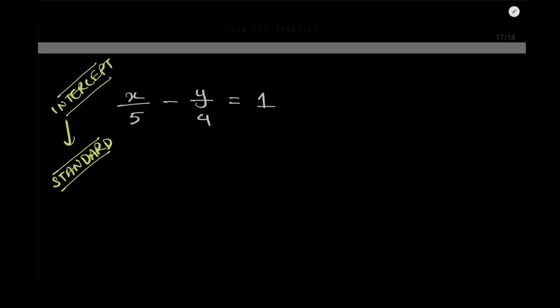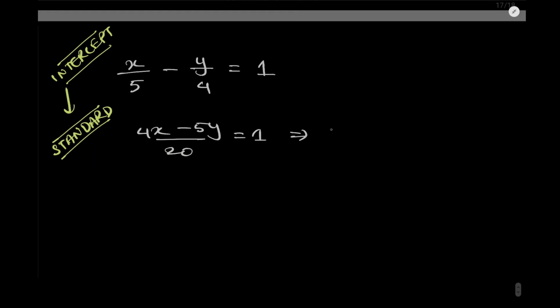Now let's do it. Okay, so we take the LCM, which is 20, so we multiply: 4x minus 5y upon 20, which is equal to 1, and this will give us 4x minus 5y, which is equal to 20. Hey, isn't this the standard form of the equation? Yep, it is. Now we can turn this into the, what was that? Slope-intercept.